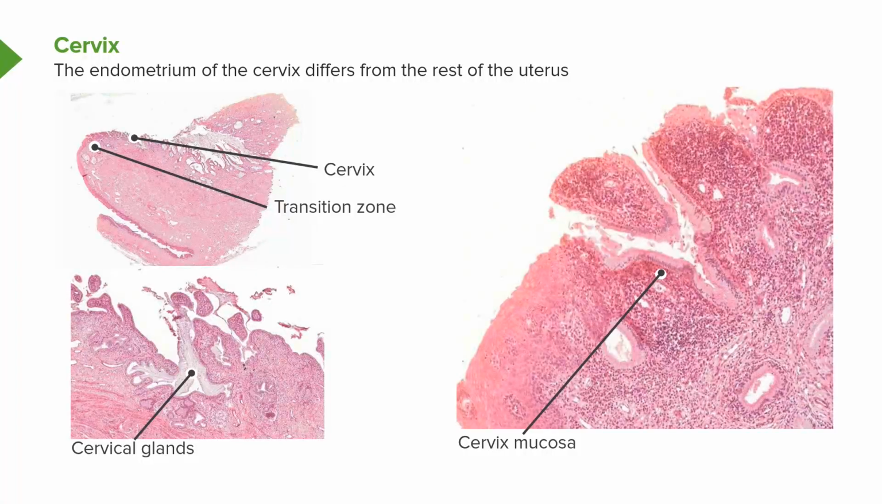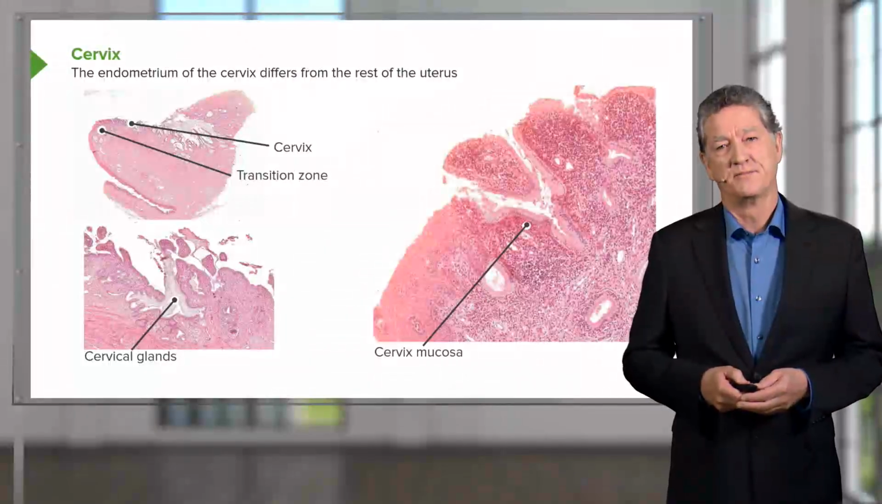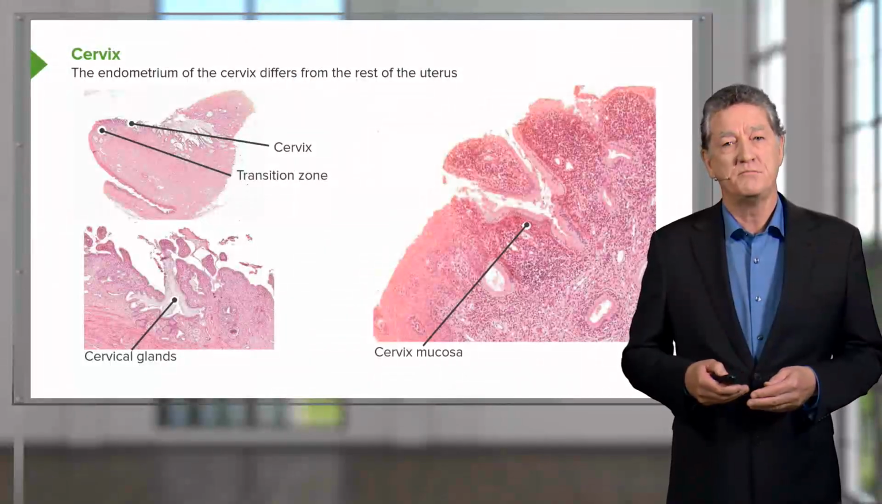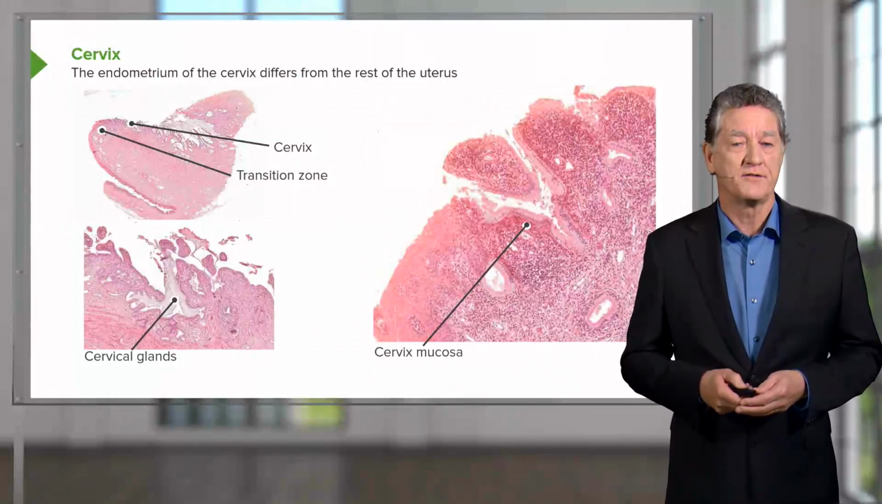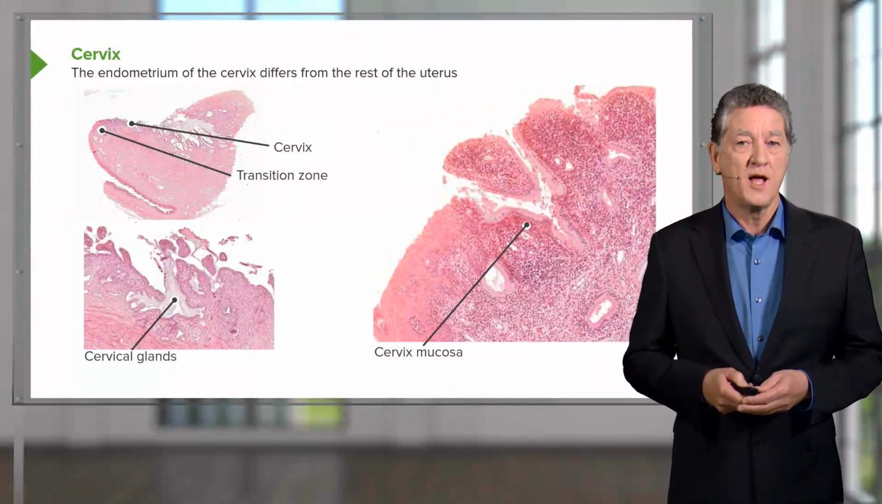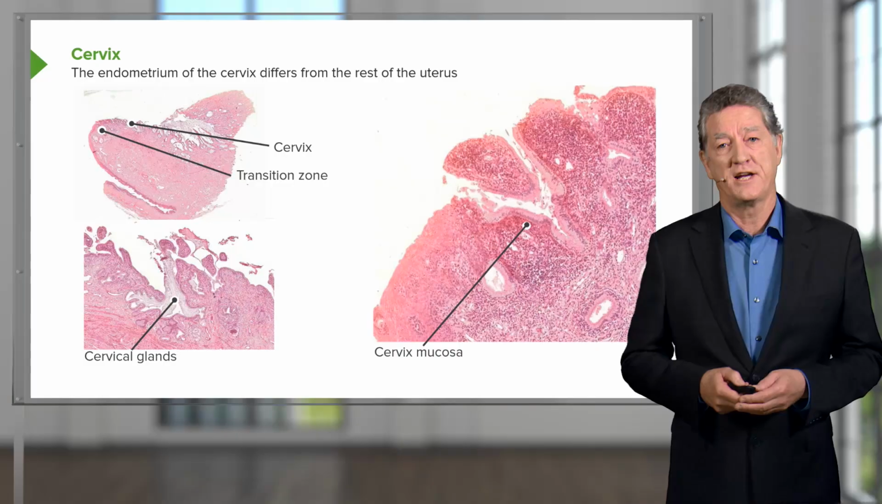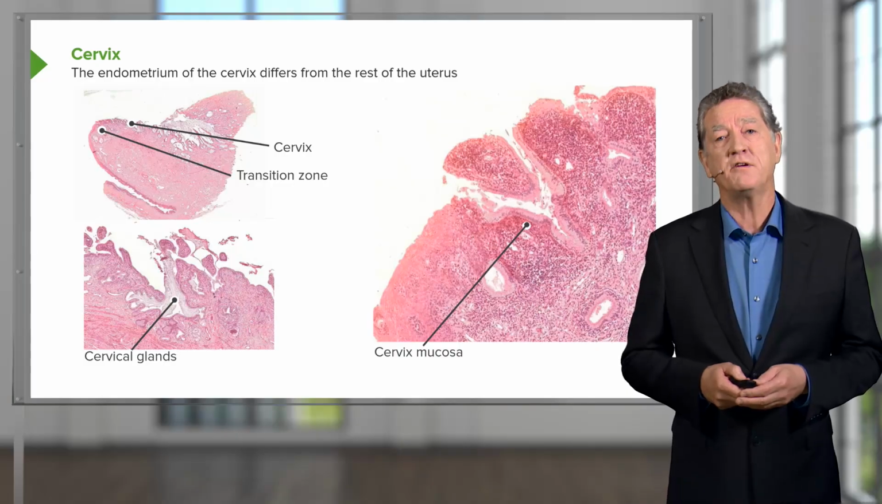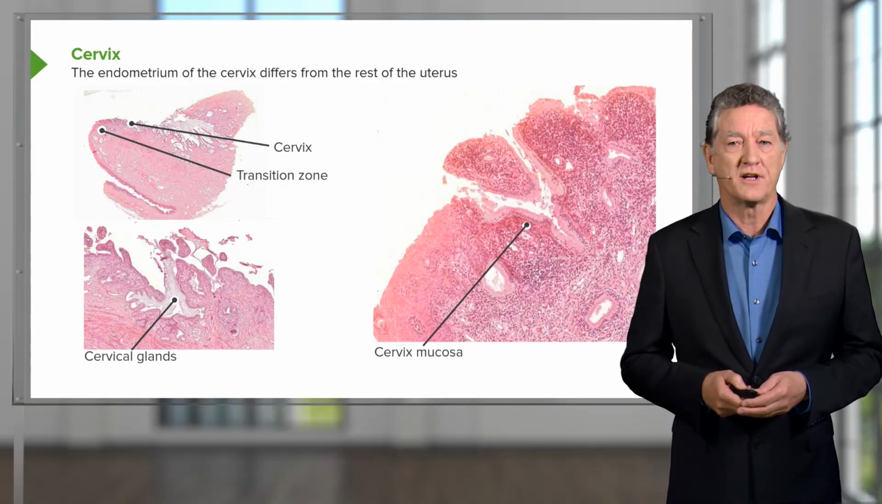These glands secrete mucus, and the mucosa of the cervix doesn't undergo the cyclical changes as dramatically as the endometrium in the uterus. It doesn't have a spiral artery, so the mucosa is not shed from the cervix. But the mucus secretion does change. These glands get very active at the time of ovulation.